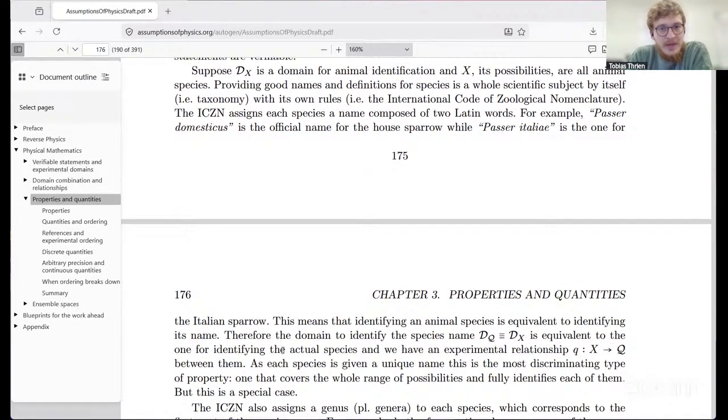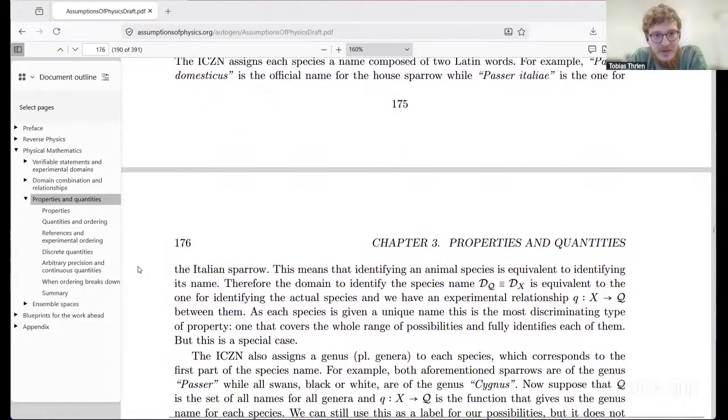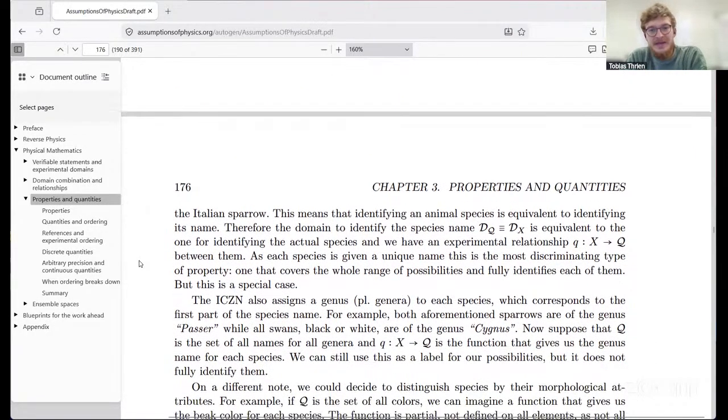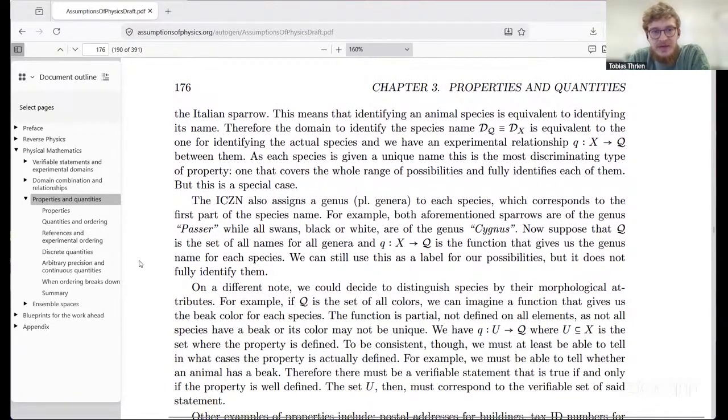Okay, suppose dx is a domain for animal identification and x, its possibilities, are all animal species. Providing good names and definitions for a species is a whole scientific subject by itself, i.e. taxonomy, with its own rules, the International Code of Zoological Nomenclature. The ICZN assigns each species a name composed of two Latin words. For example, Passer domesticus is the official name for the house sparrow, while Passer italiae is the one for the Italian sparrow. This means that identifying an animal species is equivalent to identifying its name.